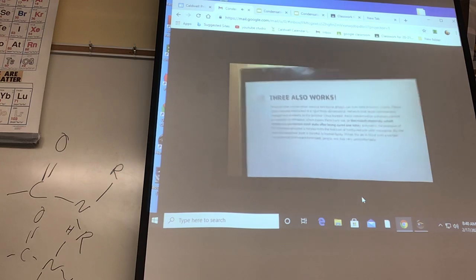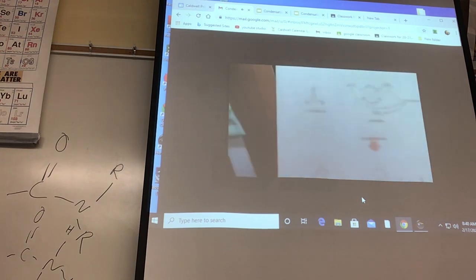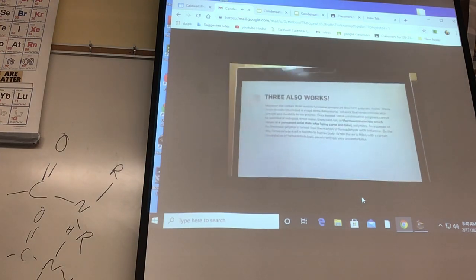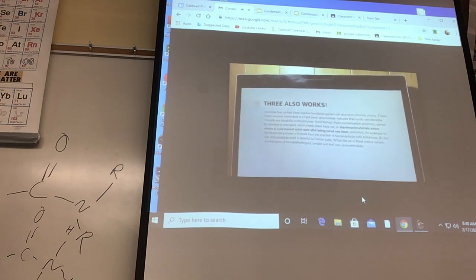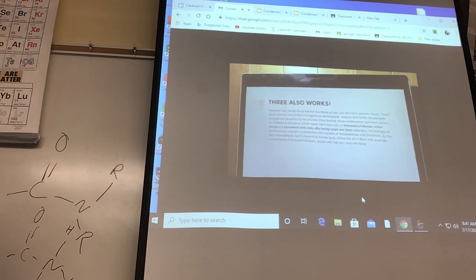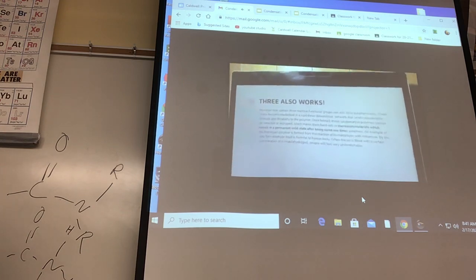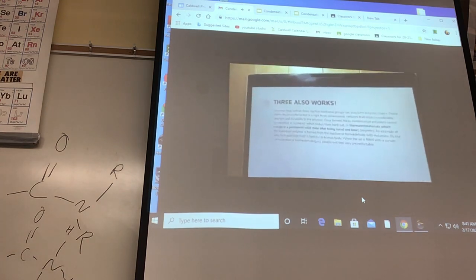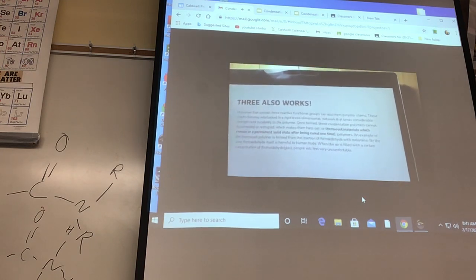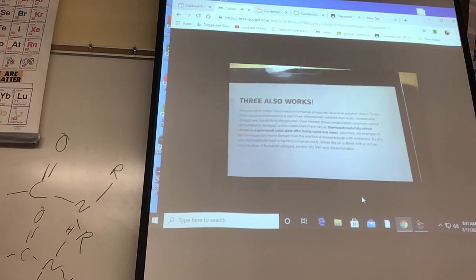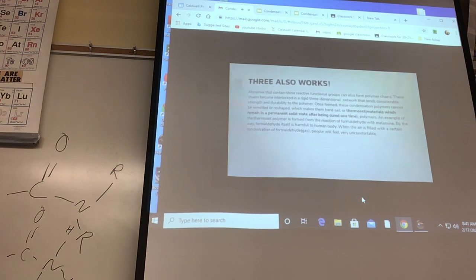Monomers that contain 3 reactive functional groups, like this, can also form polymer chains. These chains become interlocked in a rigid 3-dimensional network that lends considerable strength and durability to the polymer. Once formed, these condensation polymers cannot be remolded or reshaped, which makes them hard set or thermoset polymers. And thermoset means a material which remains in a permanent solid state after being cured one time.